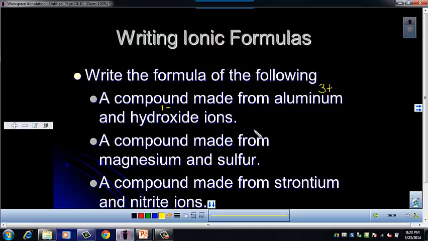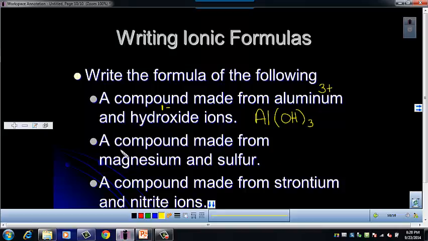And it doesn't matter whether you write the sign first or second. My habit is to write it after the number, but it's up to you. So think about the least common multiple of 3 and 1. Hopefully you realize that it's 3. So in order to have a +3, we'll need 1 aluminum. And in order to make -3, we'll need 3 hydroxides. Since that's a polyatomic ion, we've got to put it in parentheses before we can put that subscript on. And that's our neutral compound.